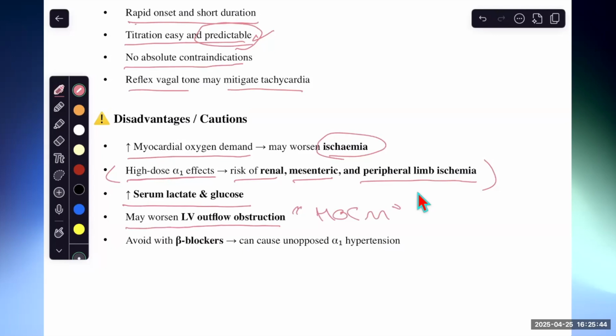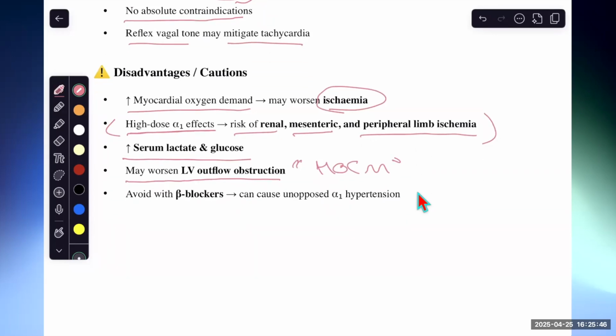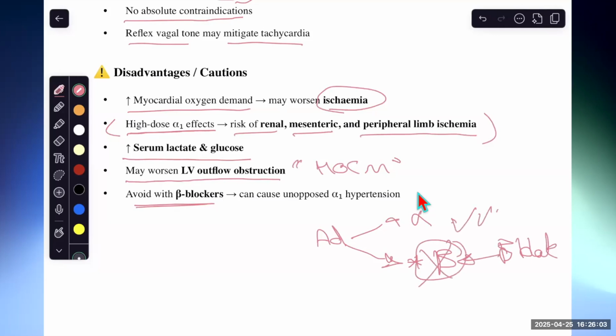We will say it also, and avoid it with beta blockers, because now you are giving a drug, noradrenaline, that is positive alpha and positive, okay, beta. Then you give a beta blocker, so it will abolish this effect, and this one will be the predominant. So what you did, very nice.